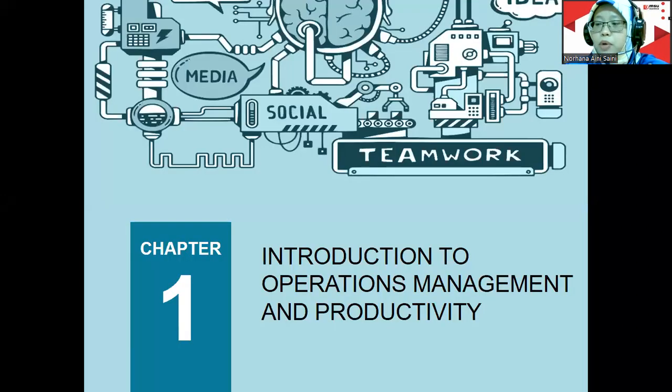For chapter 1, we will learn the introduction to production management and also productivity. For operation management, basically we will involve the theory part and also the calculation part. For example, in this chapter, the introduction to operation management is the theory part. Meanwhile, for productivity, we will do some calculations on productivity itself.